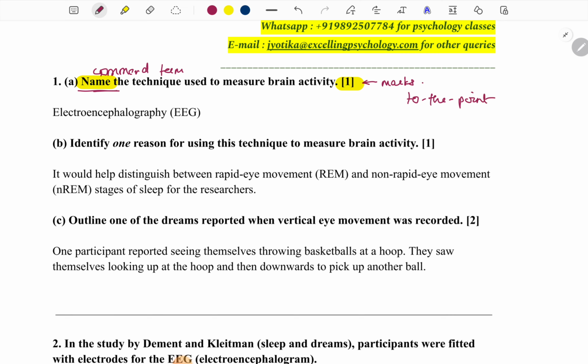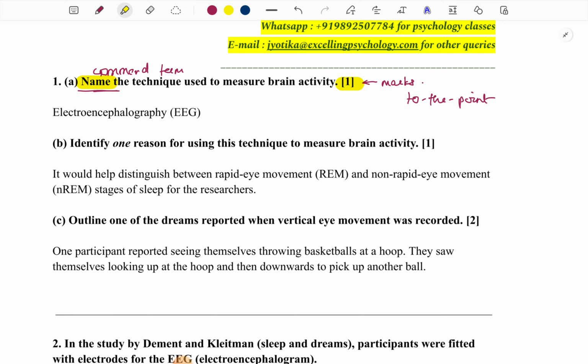For a list of command terms that could be used to formulate questions in your paper, you can refer to the syllabus. I cannot emphasize how important it is to go through the entire syllabus before beginning with the course, but that discussion would be long, so I'm not going through it right now.